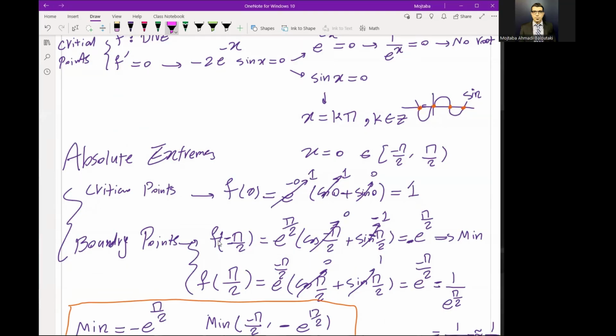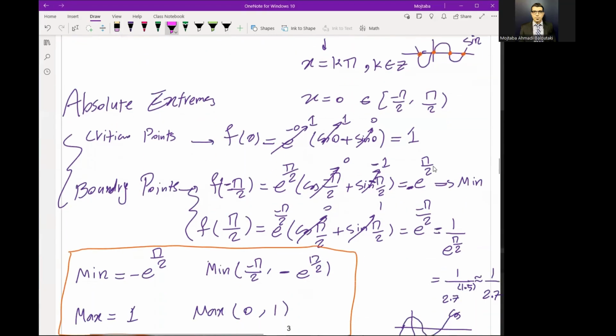We get minus pi over 2. We're going to plug that in here. We're going to get minus e raised to pi over 2. And pi over 2, when we plug it in, we're going to get 1 over e raised to pi over 2. So we have this negative value, which is clearly our minimum, right?